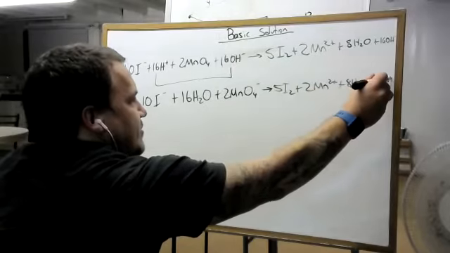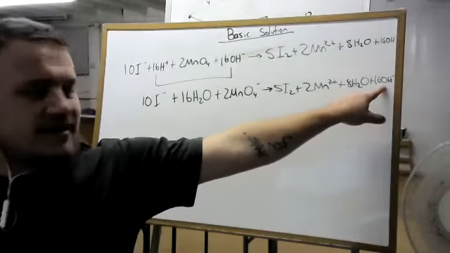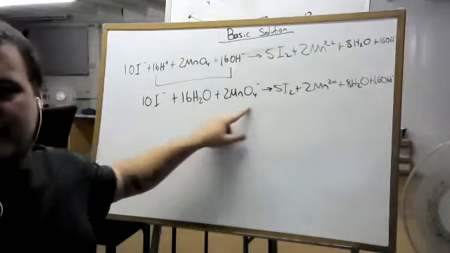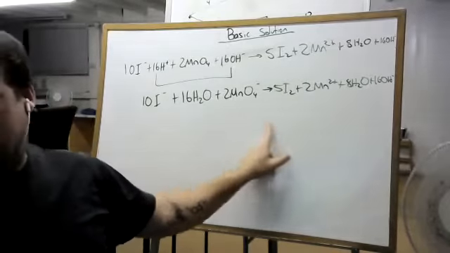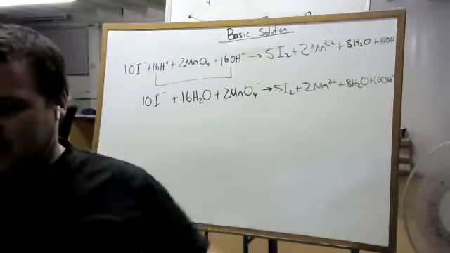So we now know this is a basic solution because over here we have 16 OH minus. Over here, we have no more H plus. We have an excess of OH minus.